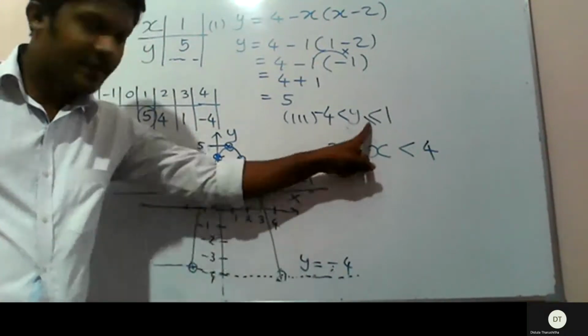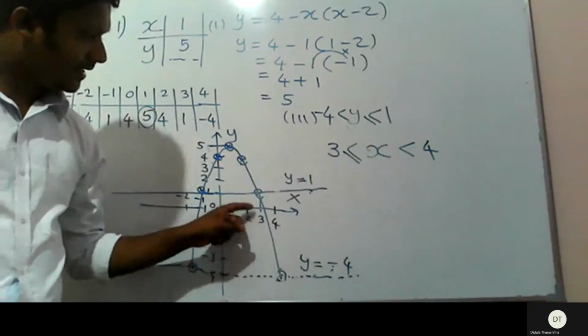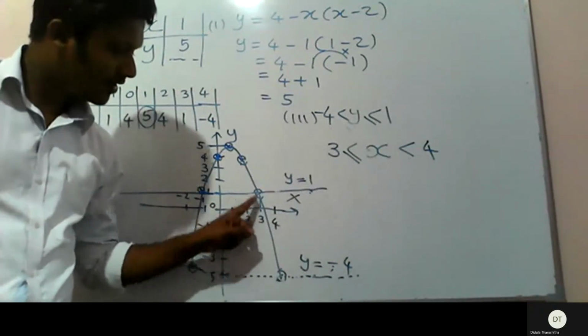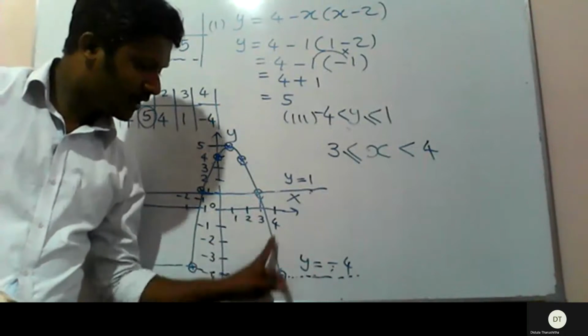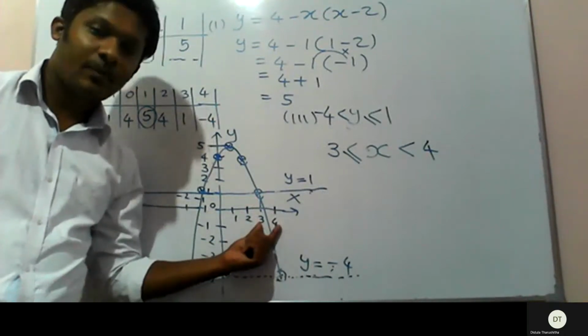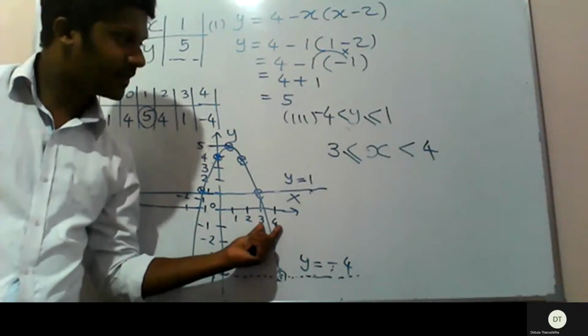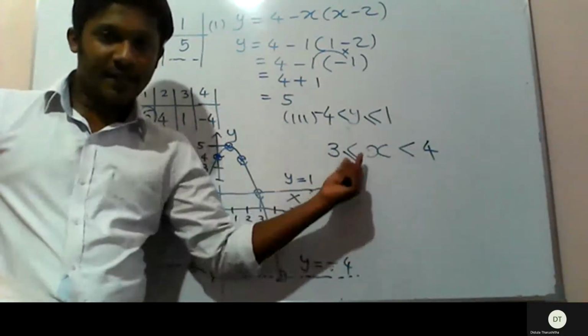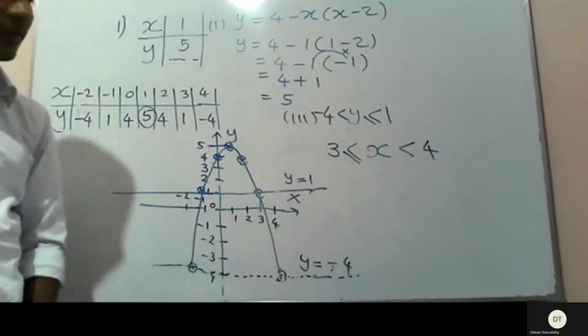We cannot take plus 4 because no equal sign. But this one you have equal sign, then you can consider plus 3. The x coordinates of these points are the suitable points for the case, right? Then we write between 3 and 4, including 3.